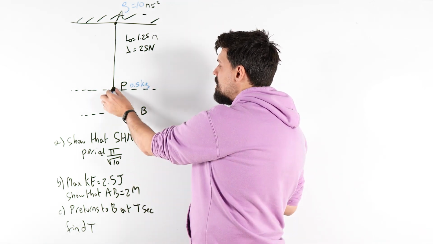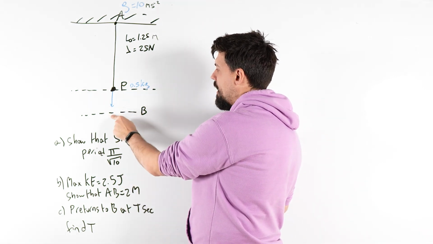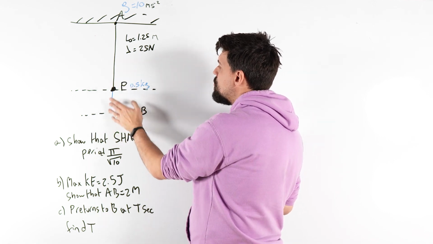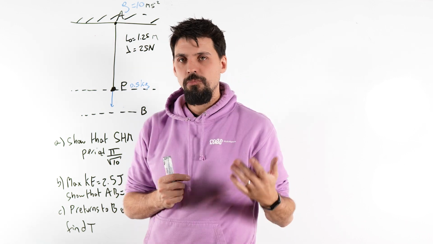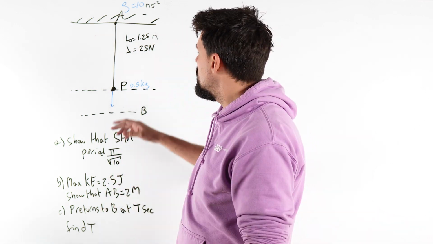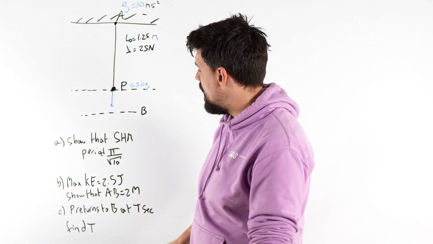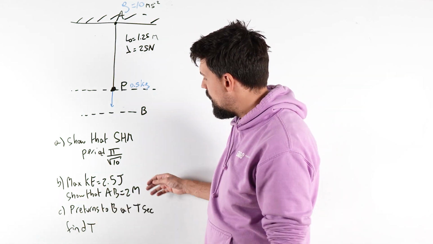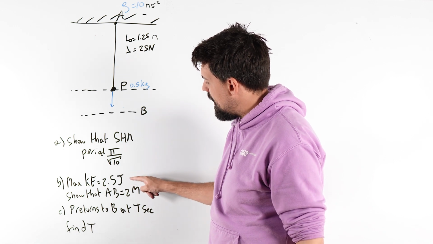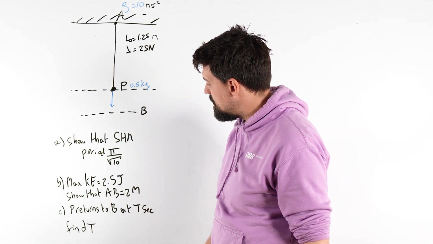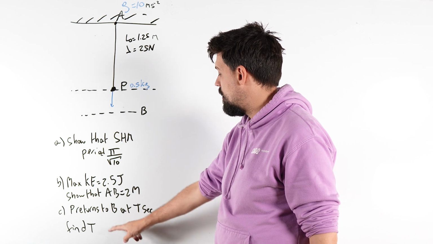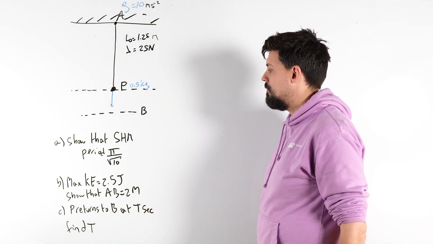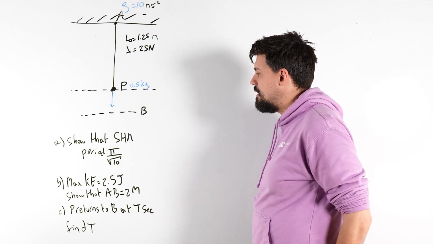Now, what's going to happen is it's going to get pulled down to a point B and let go from rest. It is then going to bounce up and down. Assuming that the string stays taut, so long as we don't pull it down so far that the string ever goes slack, let's show that it follows simple harmonic motion, period pi over root 10. Then if we're told something about the max kinetic energy, we're going to find out where B is, and then we're going to find how long it takes to return to B. But that is so long as the string is taut.